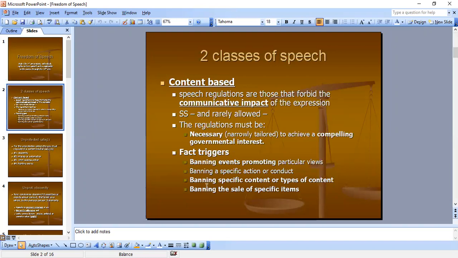Fact triggers for these on MBEs and essays: banning events promoting particular views, banning a specific action or conduct, banning specific content or types of content, and banning the sale of specific items. So I've seen some MBEs and essays on the ones that I just pointed out. So content-based, they are regulating communicative impact using strict scrutiny, and these are the elements right here.